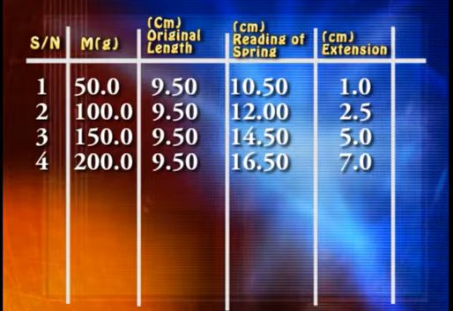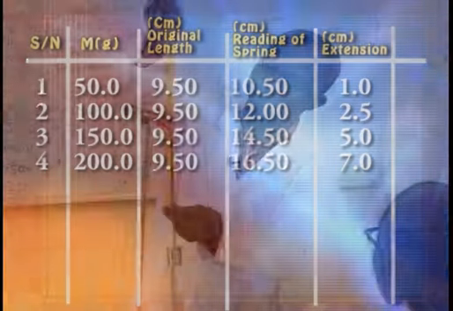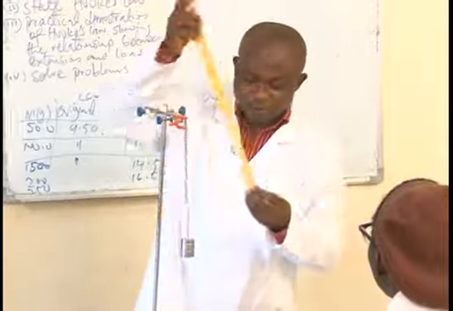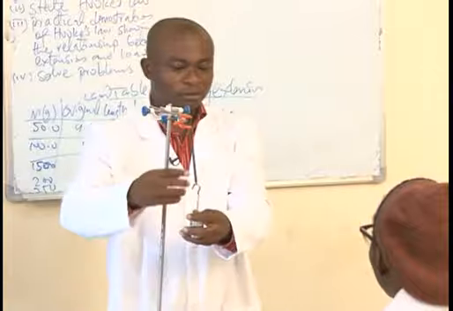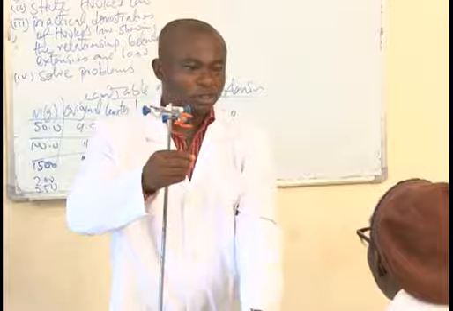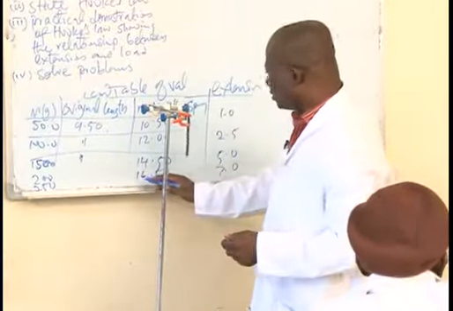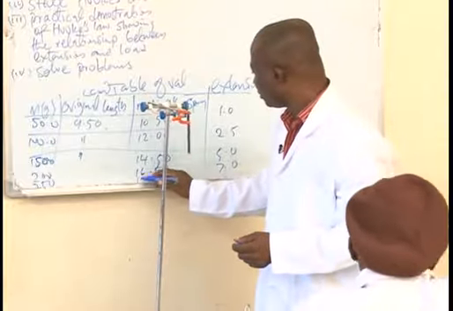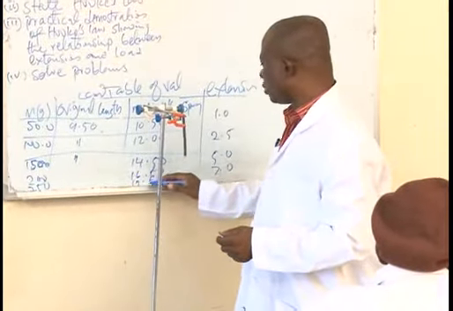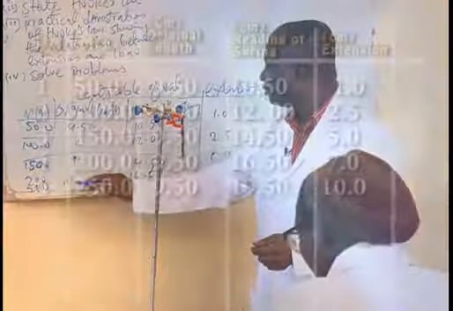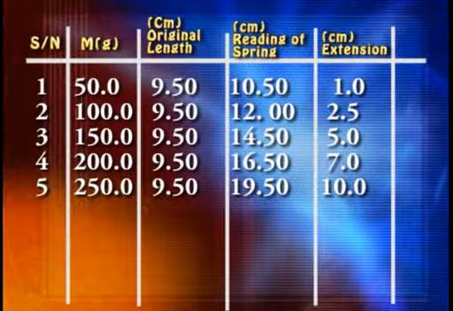Let's make it 250. When we're adding 250 grams to this, we just add 50 gram mass to the one we already have, and let's see what will be the shift. This is 19.5 centimeter. Please, when you are done, make sure you remove this. If not, it will affect the spring. What do I say is the value? 19.5. So subtract 19.5 from 9.5. What do you have?